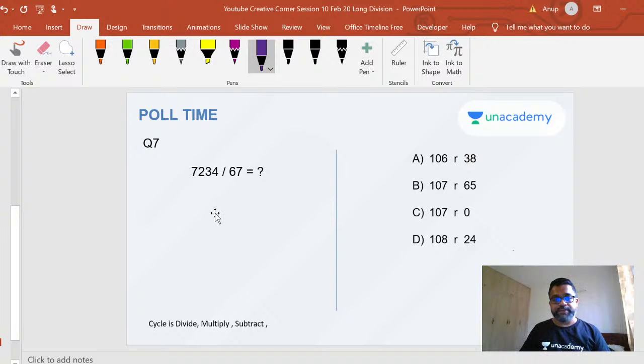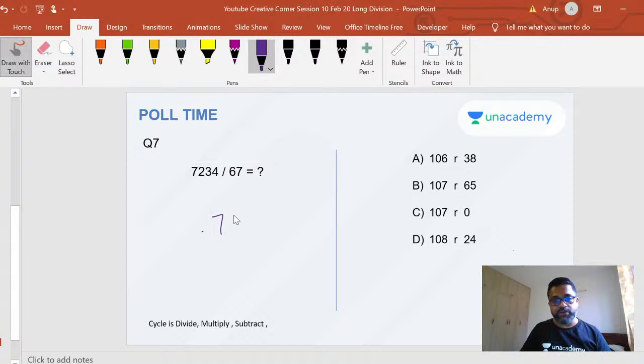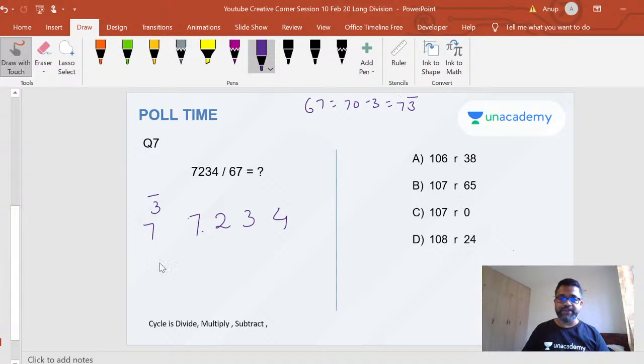Last problem. 7, 2, 3, 4 divided by 7 bar 3, right? 67 can be written as 70 minus 3, which is equivalent to 7 bar 3. Okay, so this is a negative number. Always treat it as a negative number.